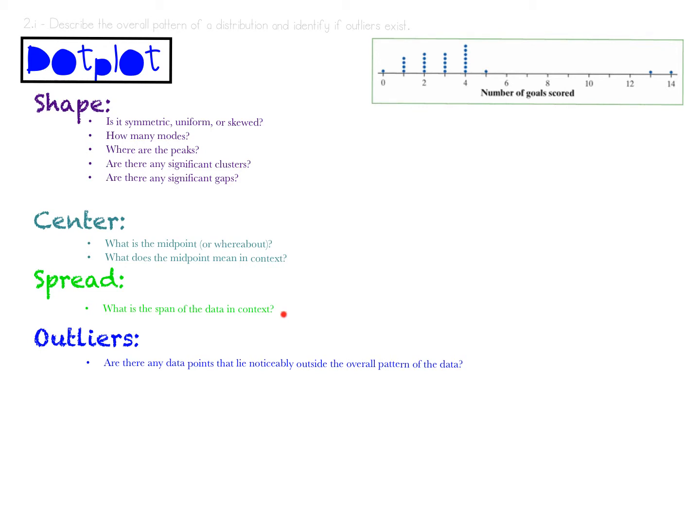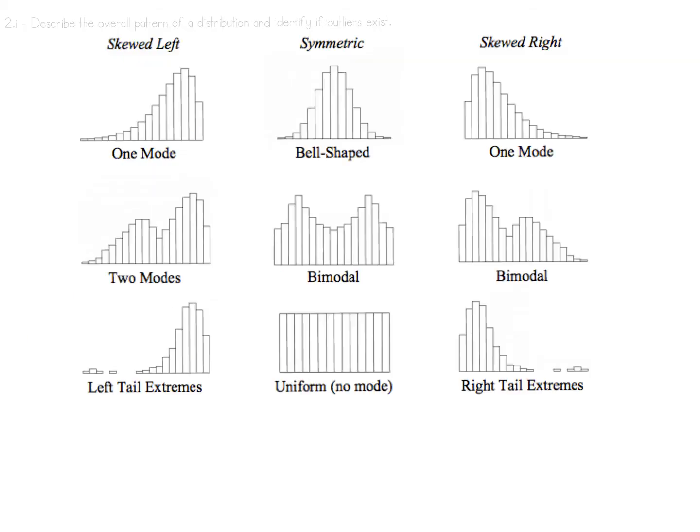Spread, what's the span of the data? So it goes from the lowest to the highest. And then outliers. We're going to come up with an actual formula for calculating outliers later on. But right now we're just eyeballing it and guesstimating if there's anything that falls outside that overall pattern. So these are different shapes that we talked about, and the 4 that we're going to use the most are going to be the symmetric, which we call a bell shape, and we're going to deal a lot with the bell shape.